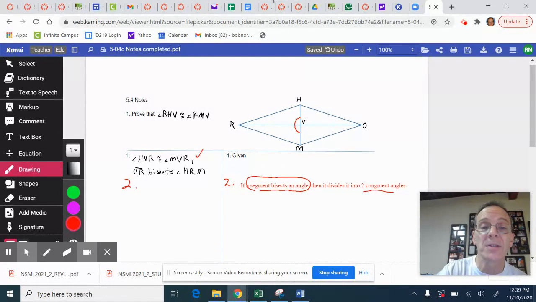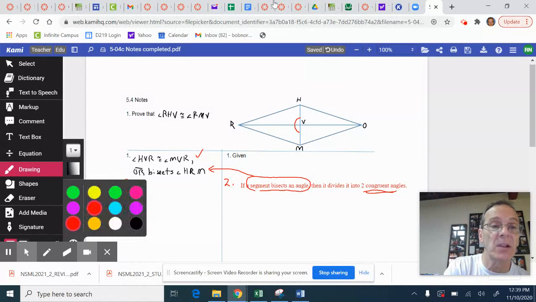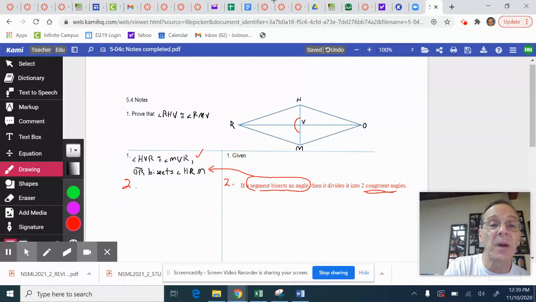Okay, this hypothesis connects to a previous statement. Now the new statement has to match this, two congruent angles, and it's got to be the right congruent angles. A lot of people made a mistake on the quiz about this, and I'll say again what I said in class after that. The angle that's being bisected, angle HRM, see that vertex? The two new angles have to have the same vertex. Here's the angle HRM that's being bisected. And the two new angles also have to have the same vertex as that original one.